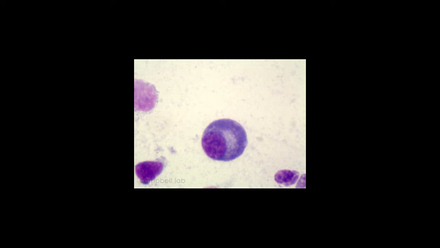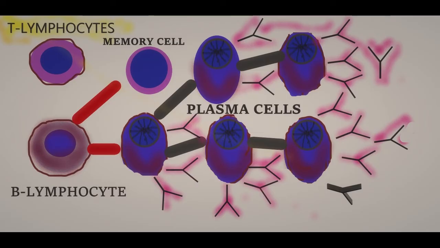Next, look for plasma cells. What are plasma cells? These are B cells originating from bone marrow and differentiated to a special type of immune cells, the plasma cells, which secrete the immunoglobulins, the antibodies.